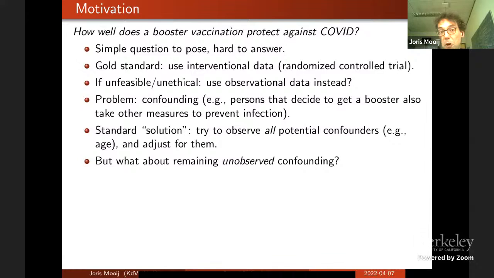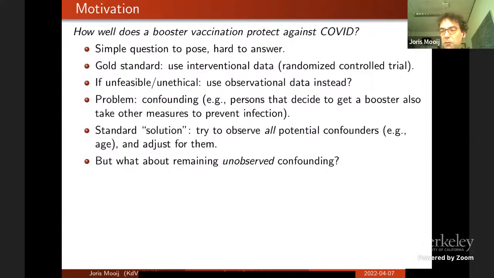So the motivation behind this work comes from questions like the following. For example, how well does a booster vaccination protect against COVID? Which I remember was a very relevant question a few months ago. Perhaps now it's a little less relevant. But anyway, this is a simple question to pose, but it's not so easy to answer.